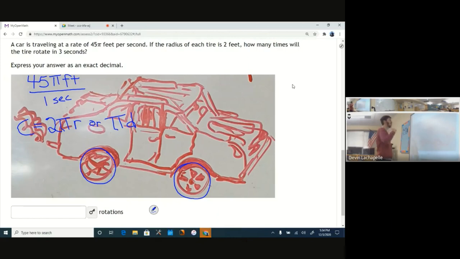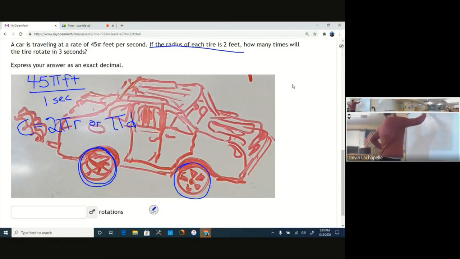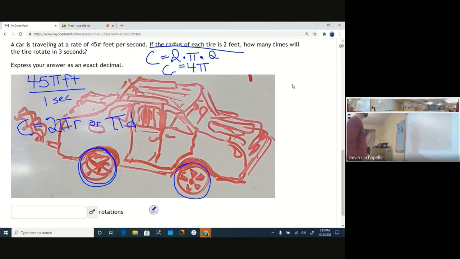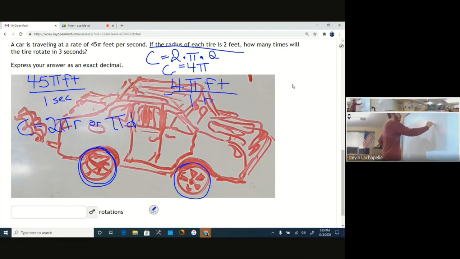So I'm going to say, all right, well, I want to cancel out my feet. So let's find our circumference here. Each radius of each tire is 2 feet. So our circumference is going to equal 2 times pi times our radius. Radius is 2. So our circumference is 4 pi. All right. So then I've got my circumference of 4 pi, and we're going to travel 4 pi feet every time we rotate once.